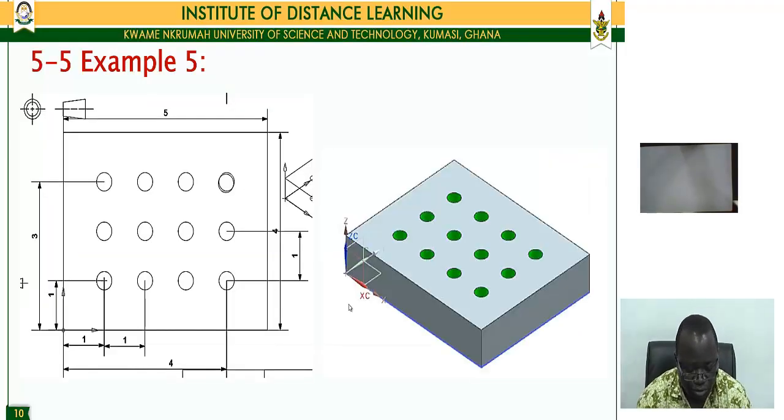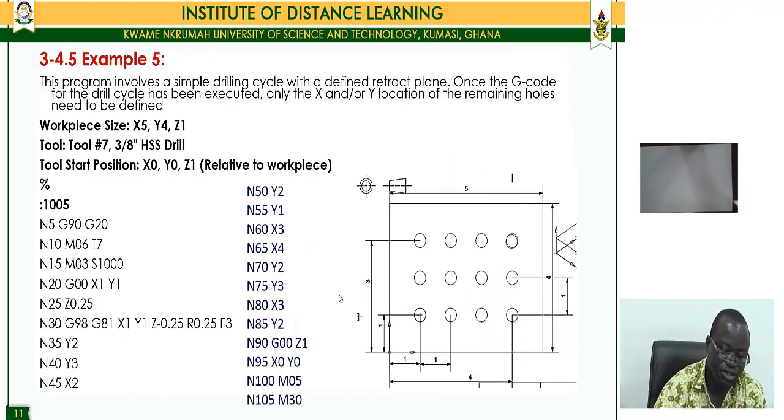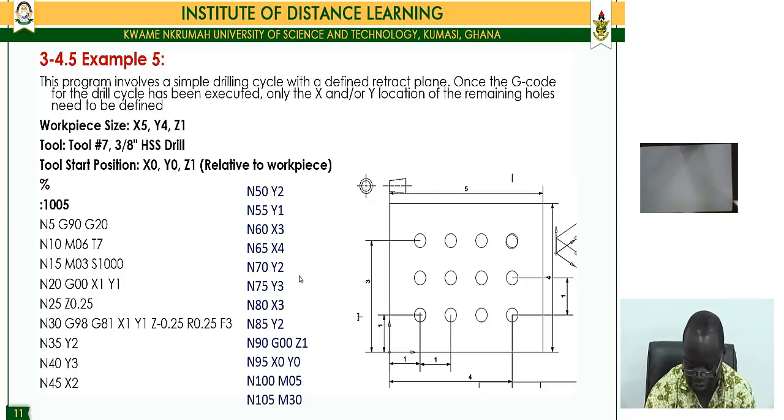Okay, so we want to look at this example 5, and in this example we want to drill these 12 holes using the CNC milling program commands with the G codes. So let's see how we simulate these holes. Just as we've gone through the previous programs, I'm just going to do a quick run through this.